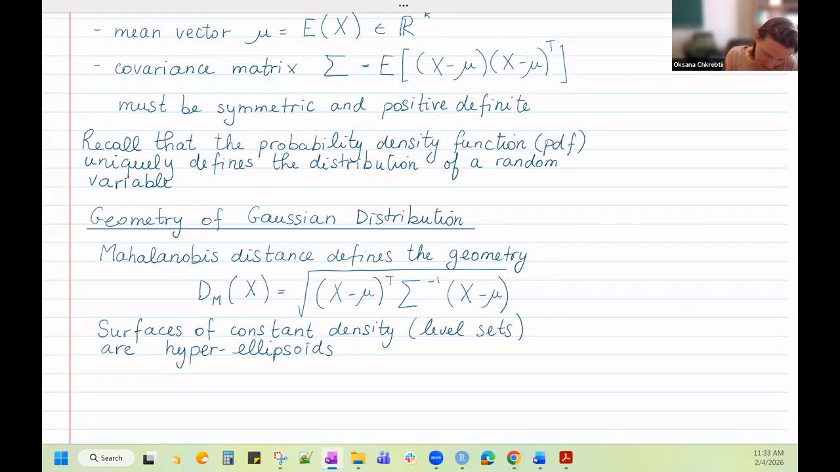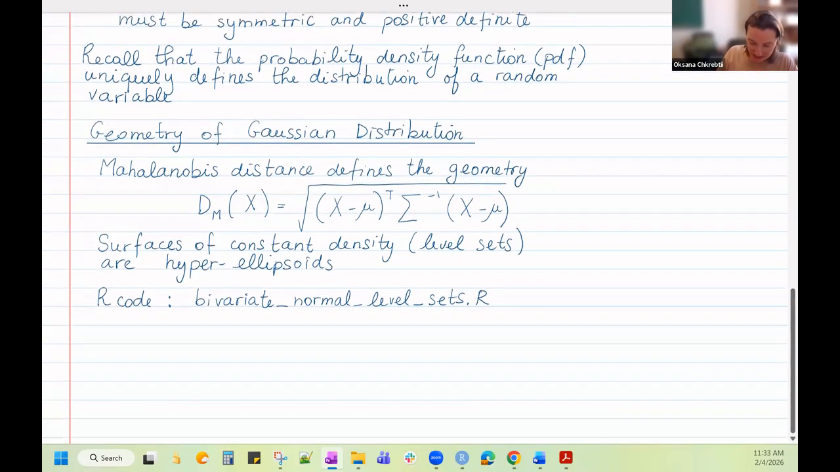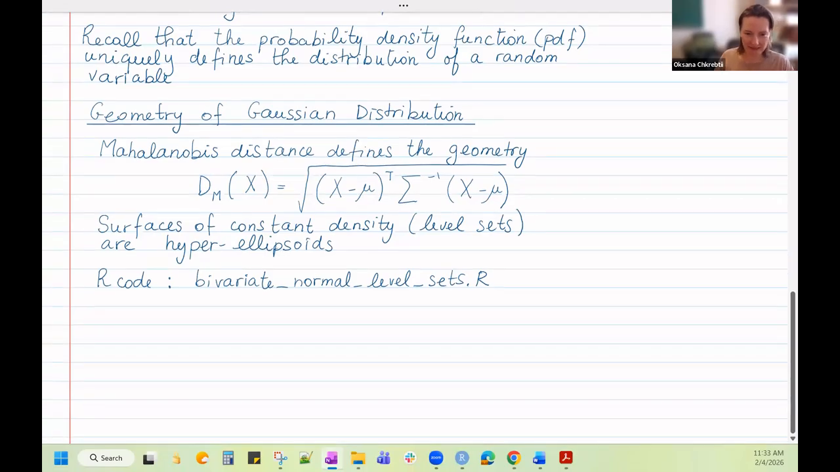And for this, I'm going to show you some additional R code, and I will refer to it here in the slides so you can pull it up later. So the R code that allows you to plot these level sets is bivariate normal level sets.R. And the figure that you will obtain looks like this.